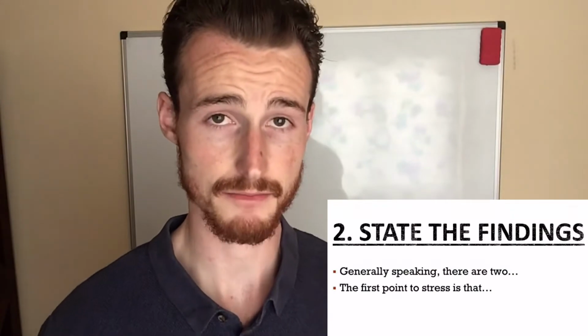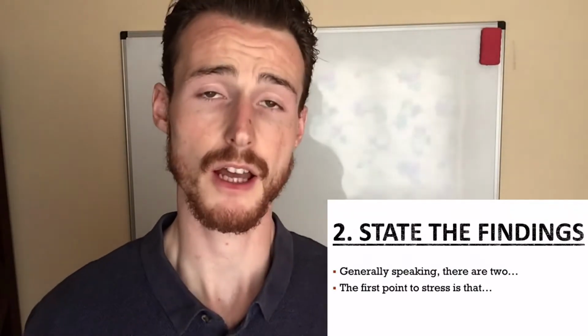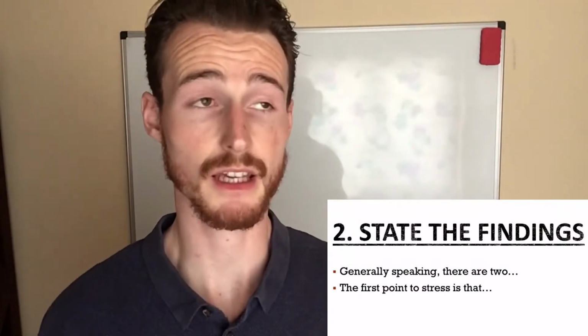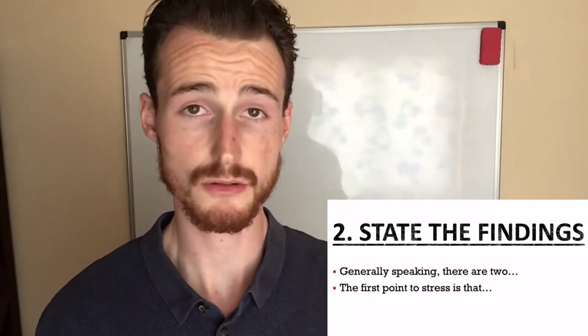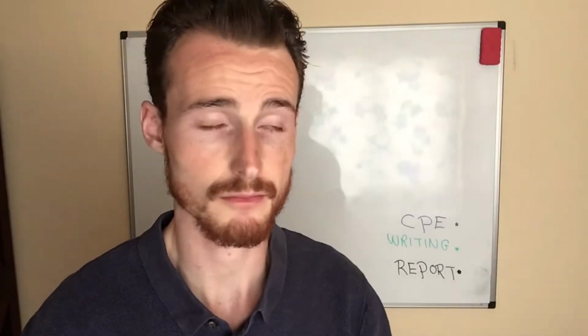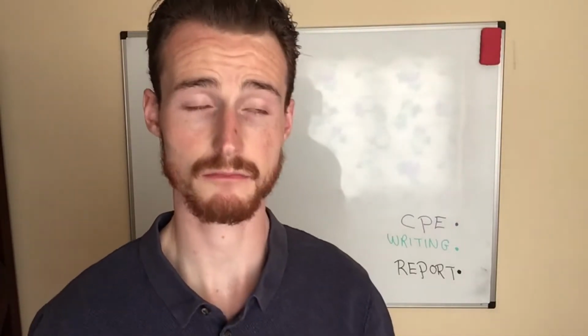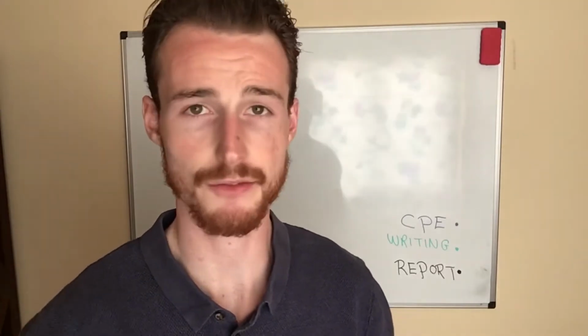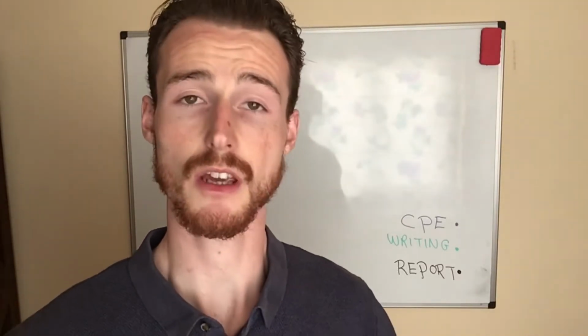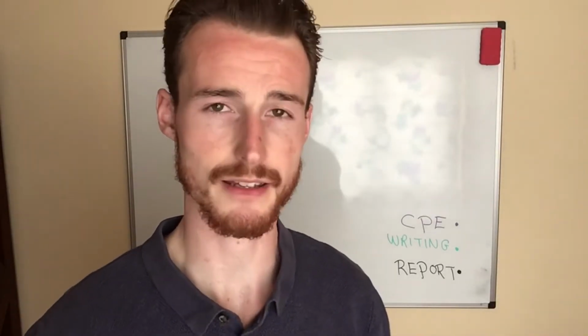Number 2, the next paragraph is going to be stating our findings. We could start this paragraph with, generally speaking, there are 2, and then you say maybe 2 of the things that the reader needs to be informed about. 2 is just the number that I said. There could be 1, there could be 3, 4. Generally speaking could be a good way to introduce the reader to your first key content points that you're going to address in the report.